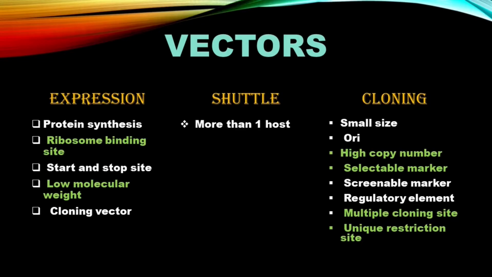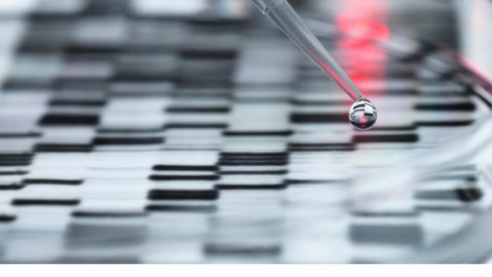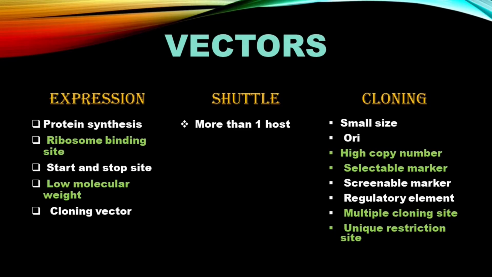So vectors can be of three types. It can be a cloning vector, shuttle vector or expression vector. The cloning vector has a small size. It has the origin of replication, that is the ORI region, and it has a high copy number. Selectable and screenable markers are also used in the cloning vector, and regulatory elements are also used, and multiple cloning site and unique restriction sites are also used in the cloning vector.